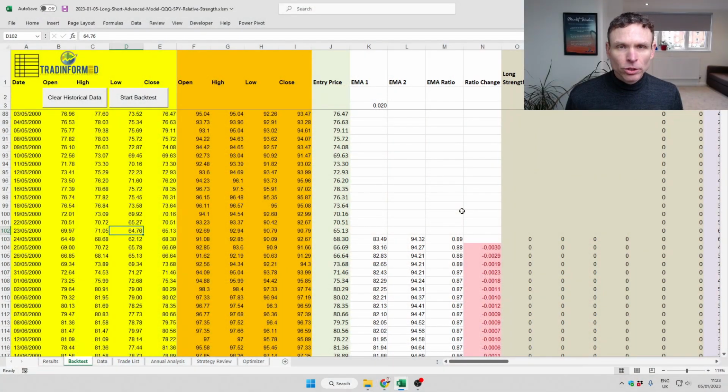What is the trading strategy? Well, it's very easy to calculate in Excel, and I'm going to show you exactly how I do it. First of all, two data sets. I have the QQQ in yellow here on the left, and I have the SPY in orange on the right. Now I'm going to calculate an EMA, an exponential moving average, for both of these.